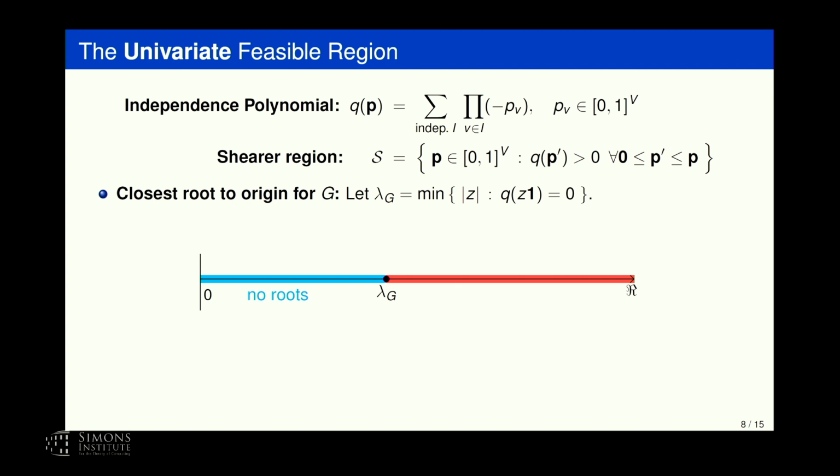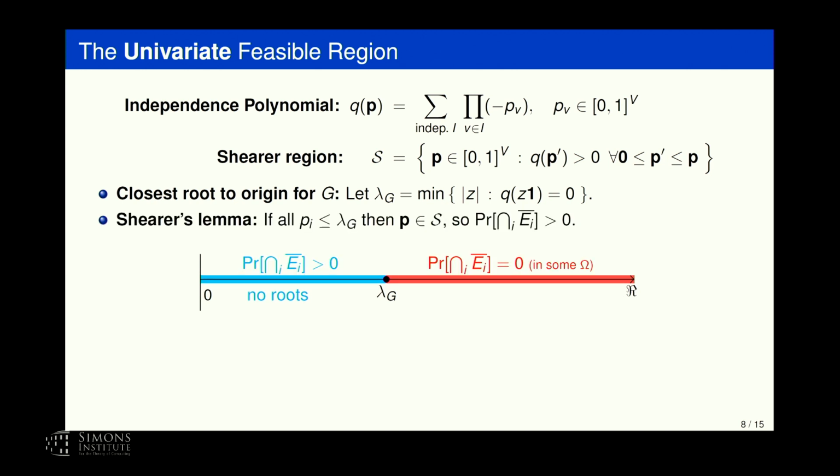The Shearer region is a bit hard to visualize, so let's just think of the univariate version. We'll restrict to the case where all the p_i values are the same. Let's define the minimum root, the root closest to the origin of this independence polynomial, and call that lambda_G. The independence polynomial has no roots in this region up to lambda_G, and after that point it can have plenty of roots. So what Shearer's lemma is saying is if your probabilities lie in this blue region, then the conclusion of the local lemma is true. And once you're past that region, then the conclusion of the local lemma is false.